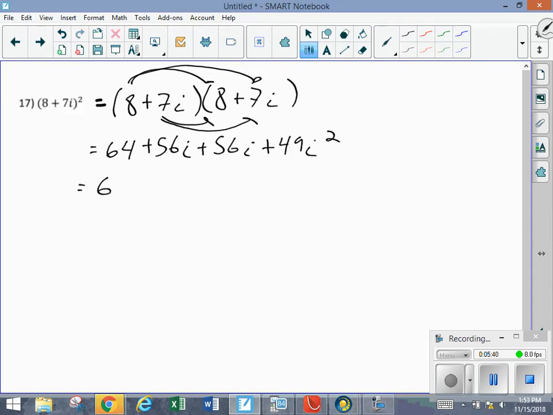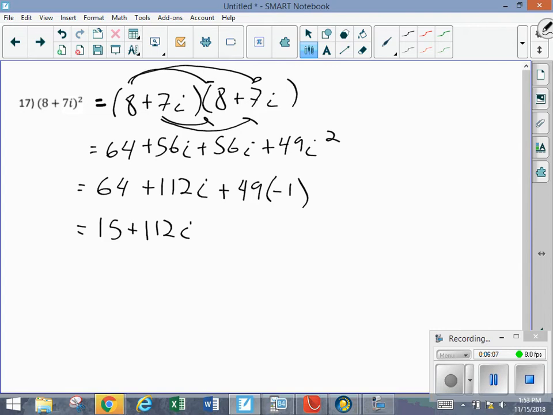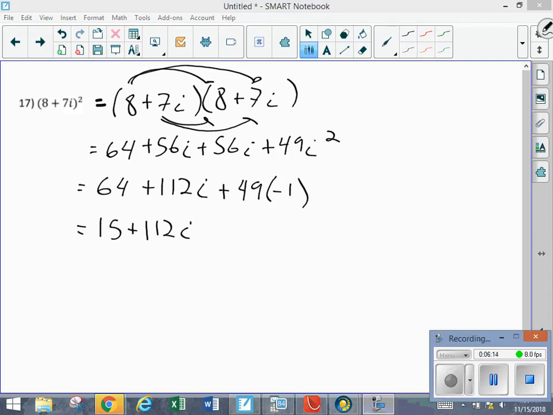Let's combine like terms. 56i plus 56i is 112i. And this is what? It is, right? Because that's 49 times negative 1. Well, let's say that's going to be negative 49, right? So let's go ahead and combine that. What is 64 minus 49? It's 15. And there we go. We have done it. Okay? Hey, you guys are doing awesome.